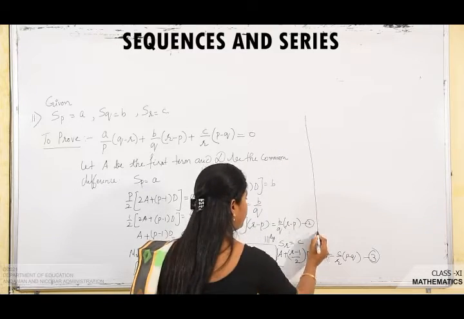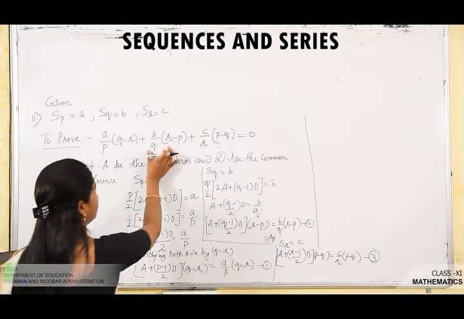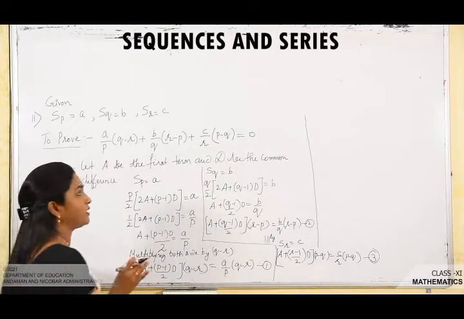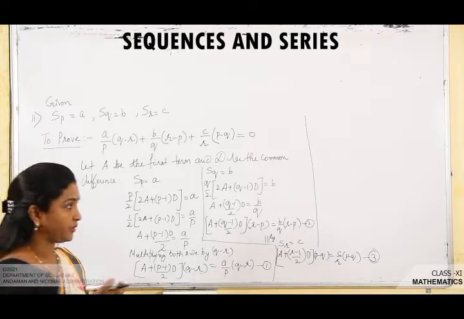Now what you will do? You need A by P Q minus R plus B by Q R minus P plus C by R P minus Q is equal to 0. So adding equation 1, 2 and 3.